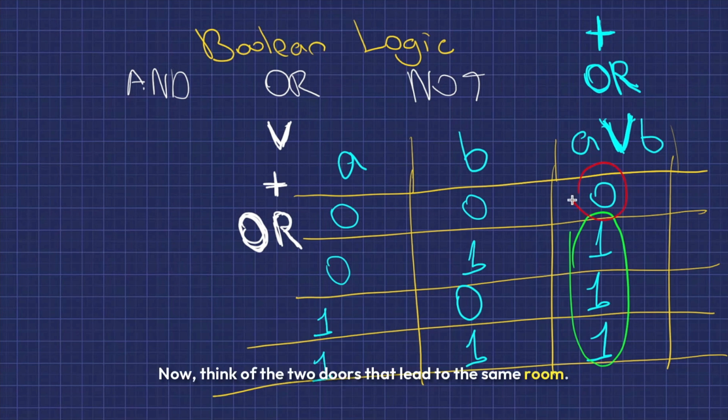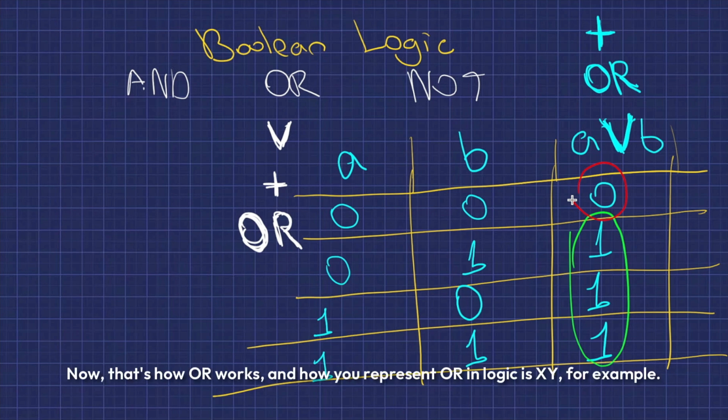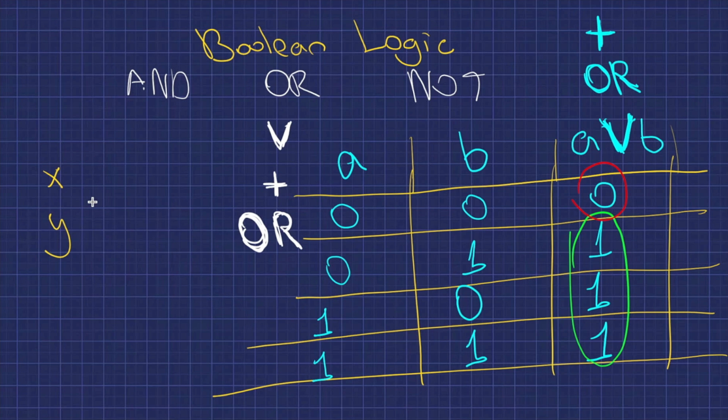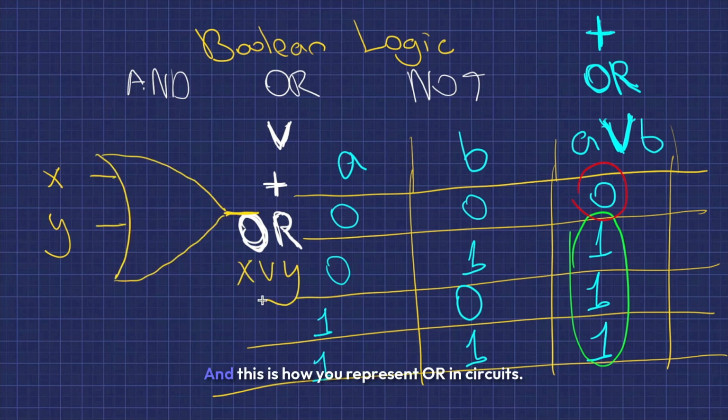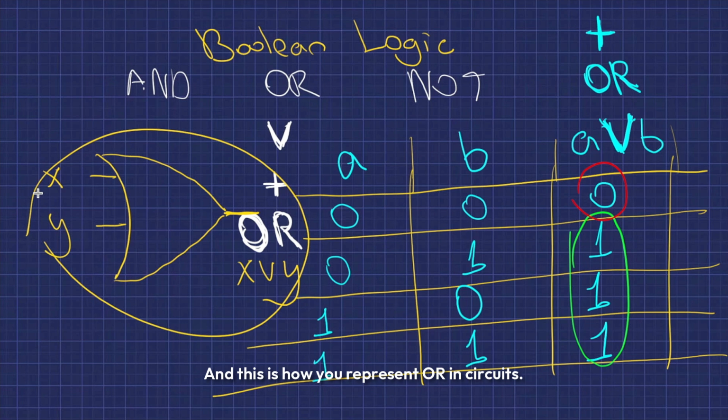Now think of two doors that lead to the same room. If either door is open, you can enter. That's how OR works. And how you represent OR in logic is X ∨ Y, for example. And this is how you represent OR in circuits.